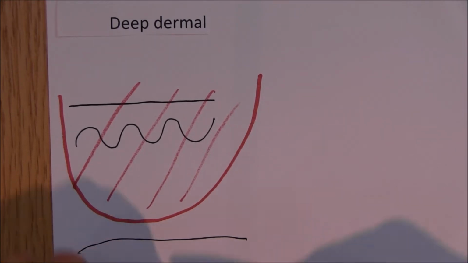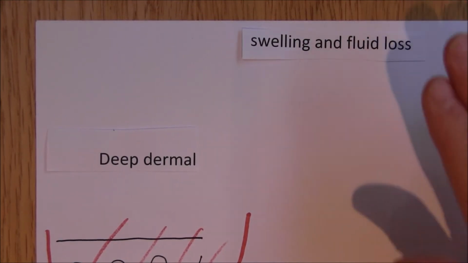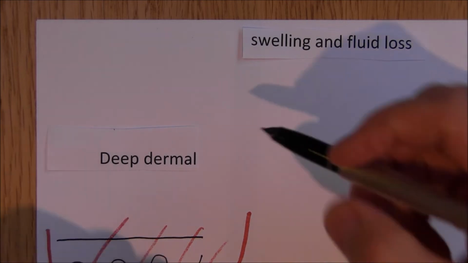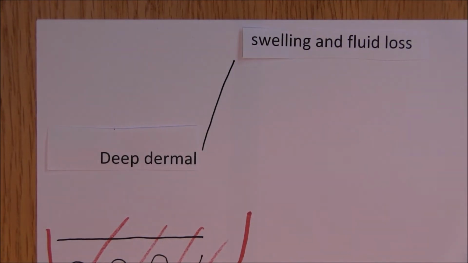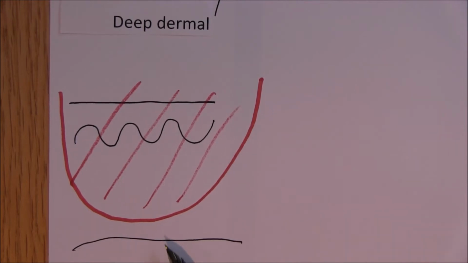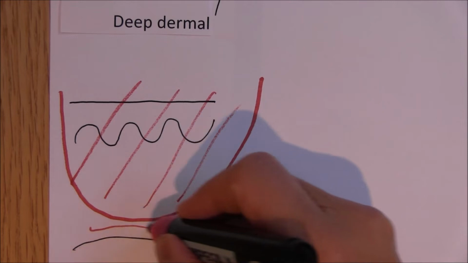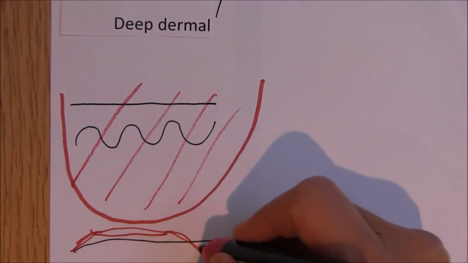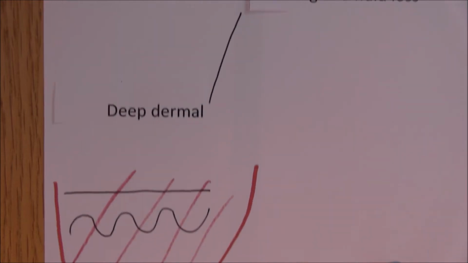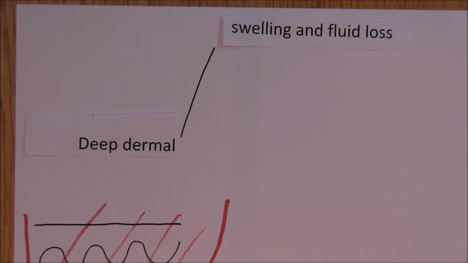Well, in the deep dermal burns, there's still going to be swelling and fluid loss, because there's going to be some preserved vasculature deep down in the lower parts of the dermis. So there might be a few small capillaries left down here. And a lot have been burnt away, but there's going to be some left. So we can still get the swelling of the inflammatory exudates and the fluid loss.